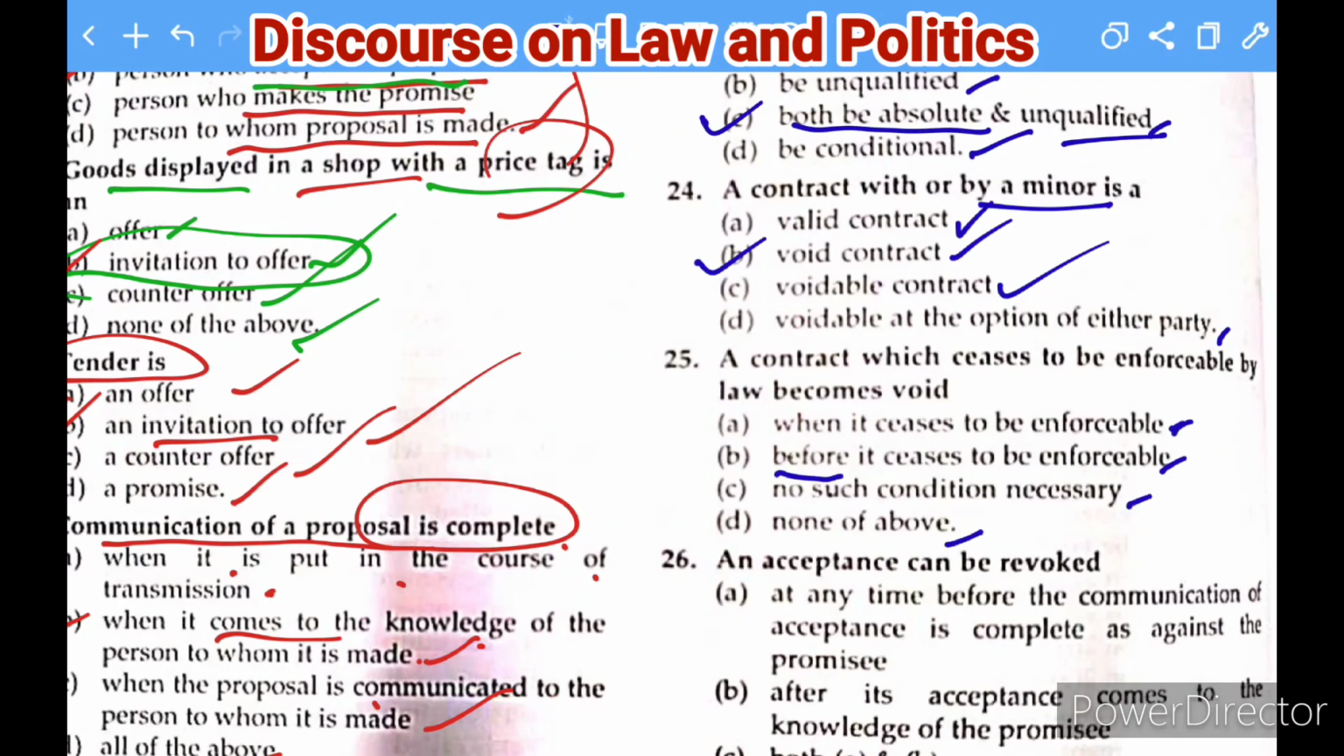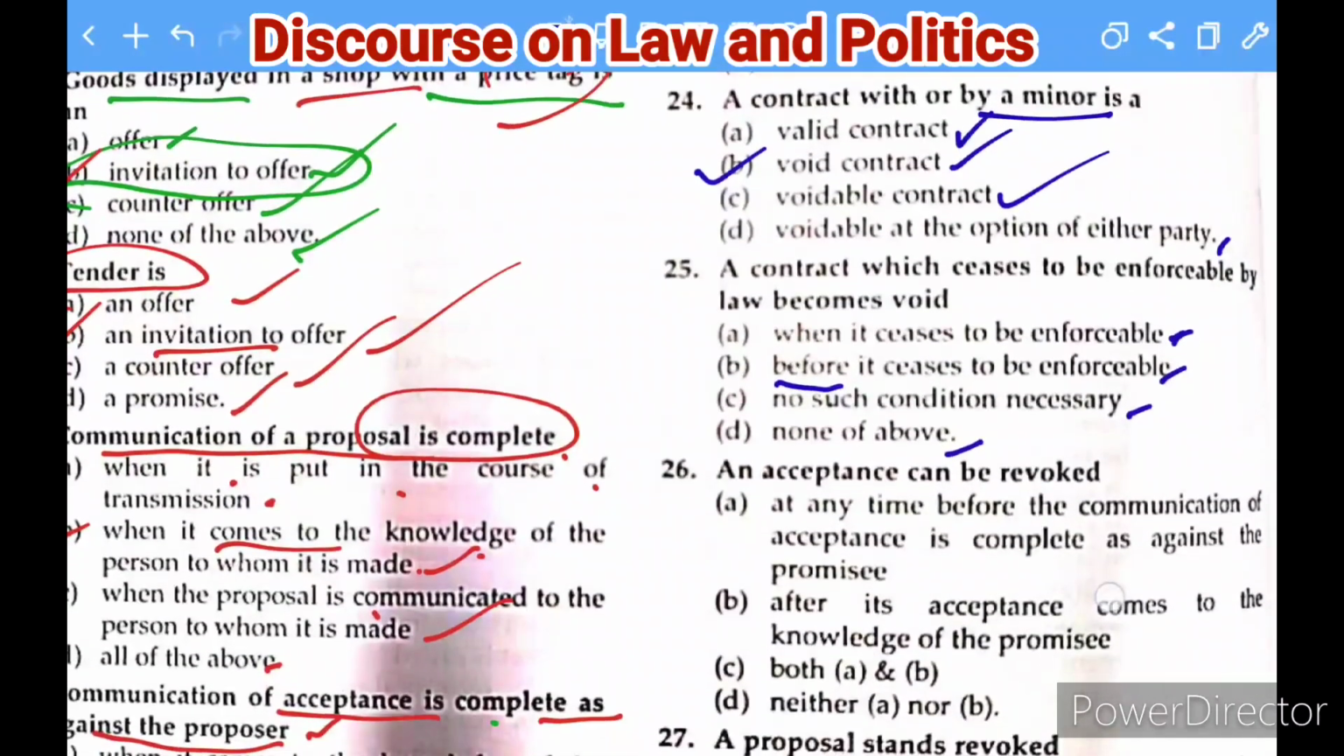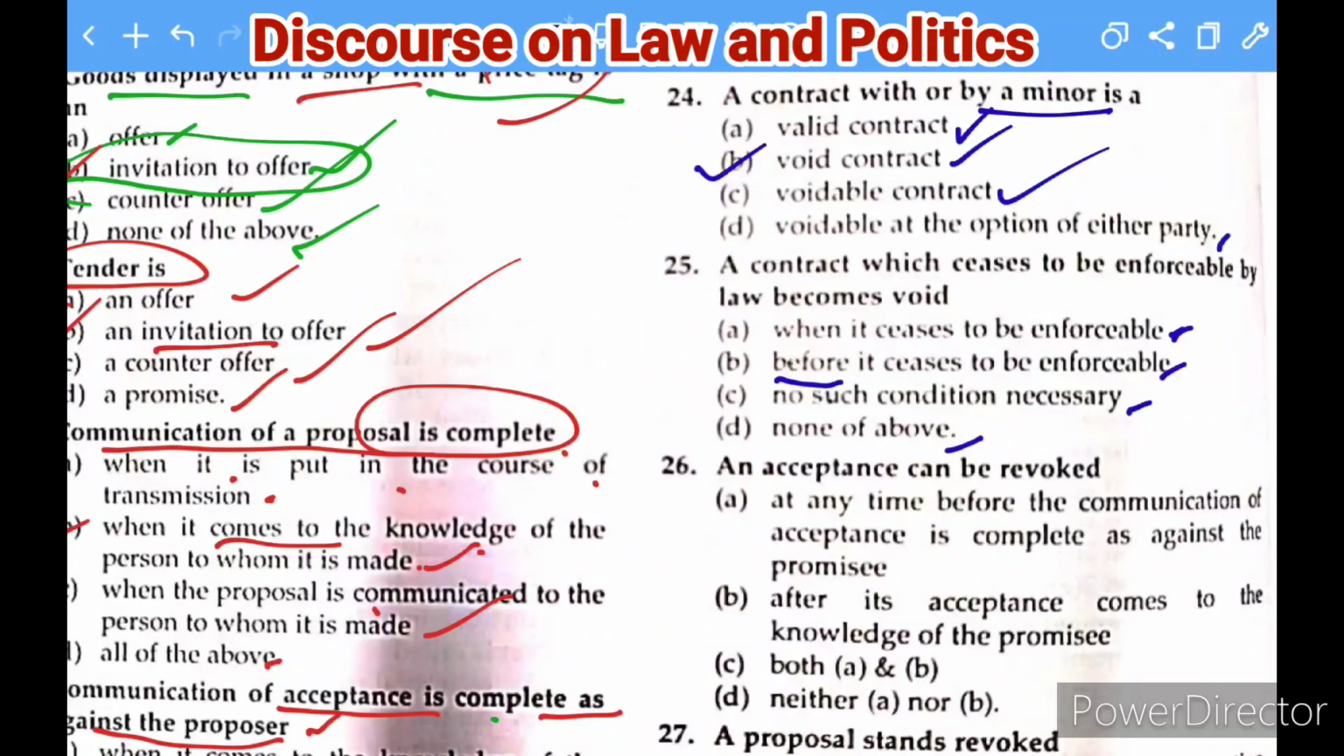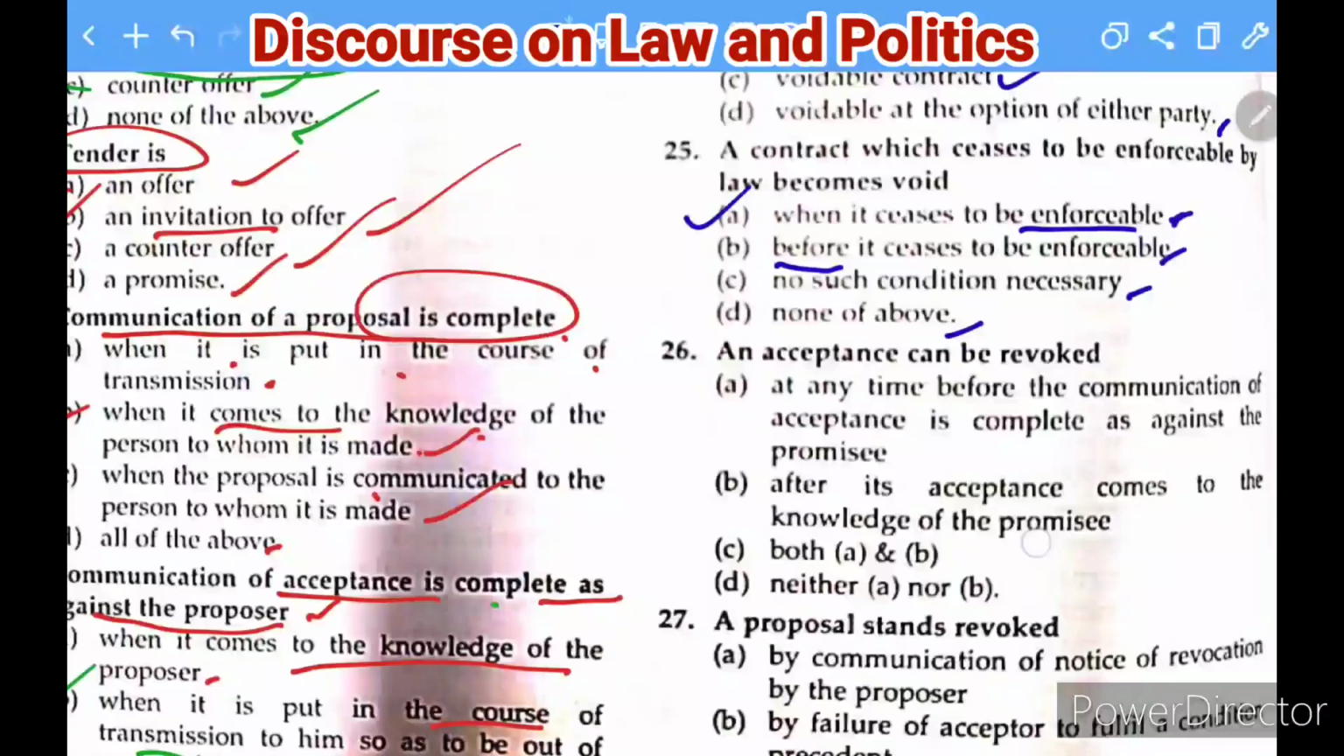All these questions are very preliminary in nature, but they are very important for the competitive examinations. Through these questions, the commission wants to know whether you know the basics of the contract or not. So just give your answer immediately through the chat box, through the comments. Please just give the answer. Yes, the answer is here, when it ceases to be enforceable. Moving to the next one.